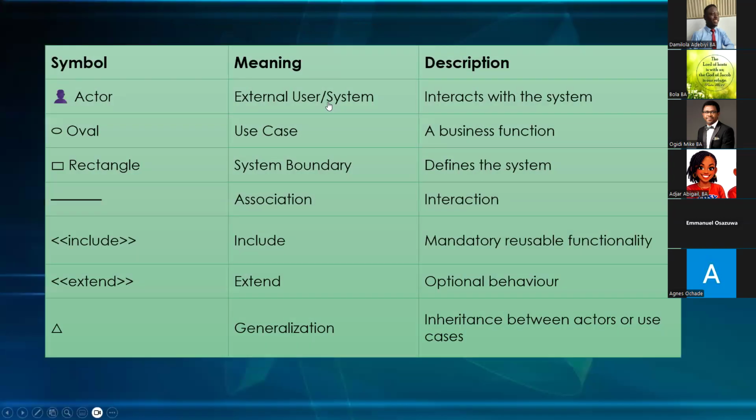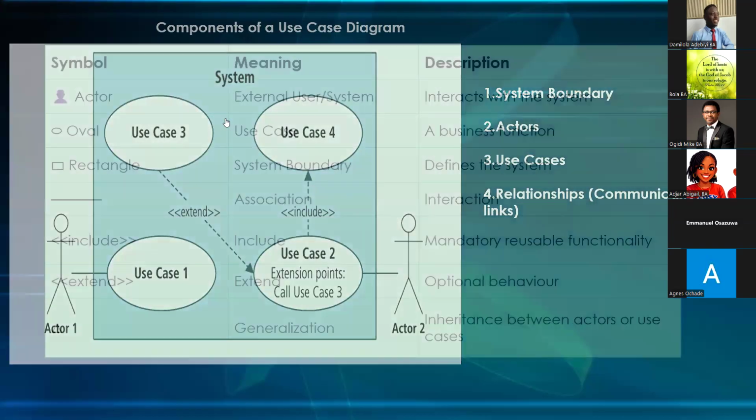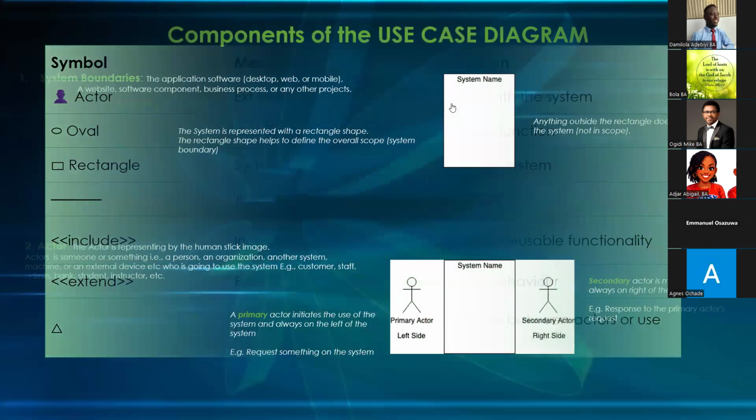Now, an actor is an external user who interacts with the system. An actor is represented basically by a human figure. Yeah. So let me just quickly jump to this.